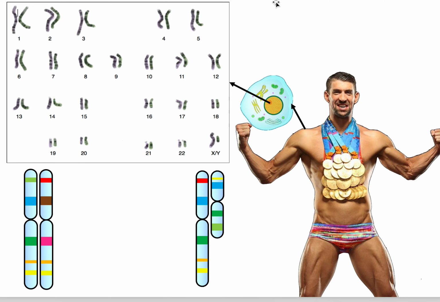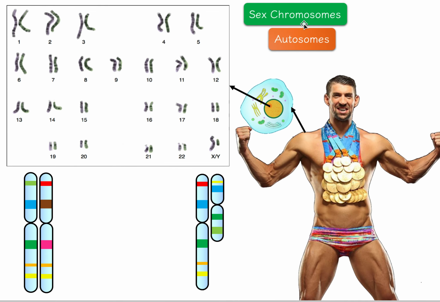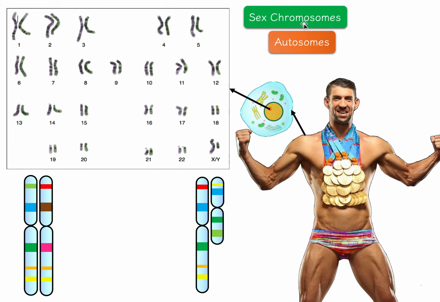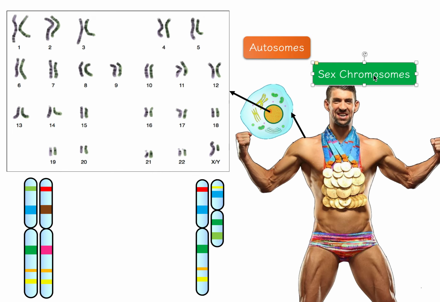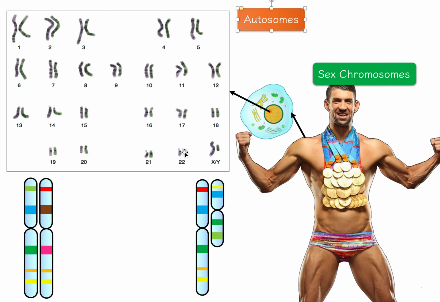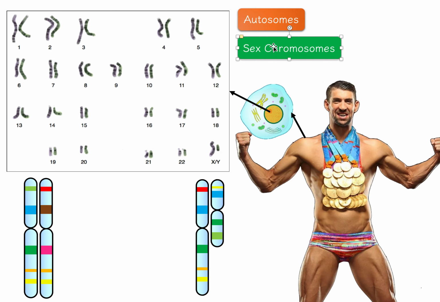Real simple. Now, there are two key words you need to know: autosomes and sex chromosomes. Autosomes is the name we give to all of the chromosomes from pair 1 to pair 22. Sex chromosomes is the name we give to this last and final pair, because this last one determines your sex, whether you are male or female.